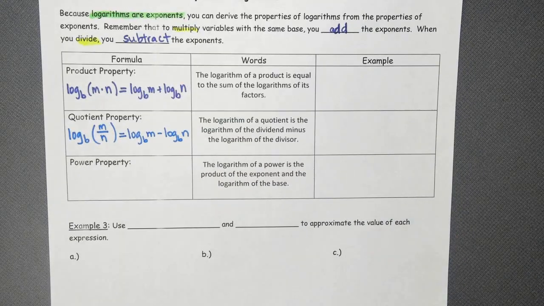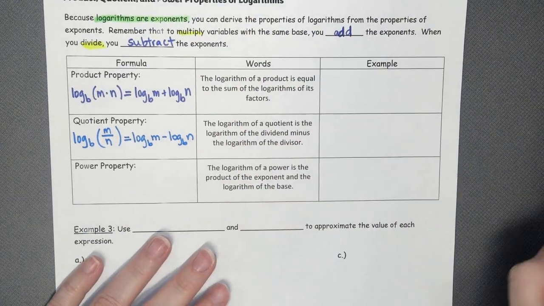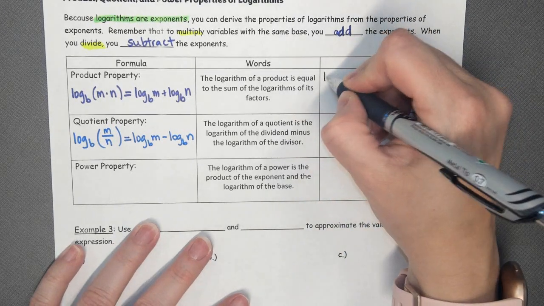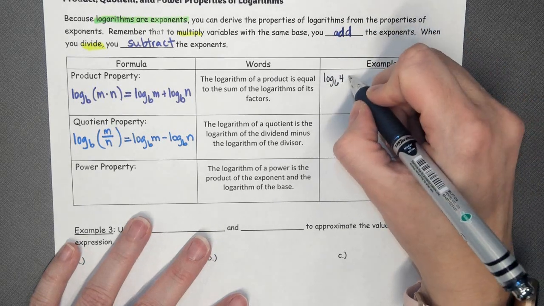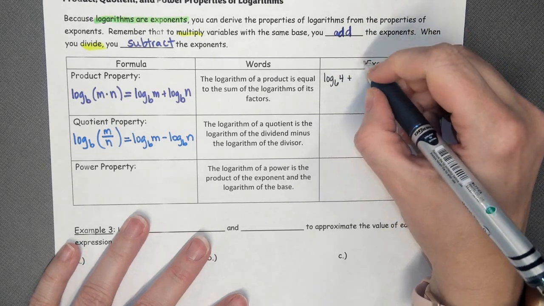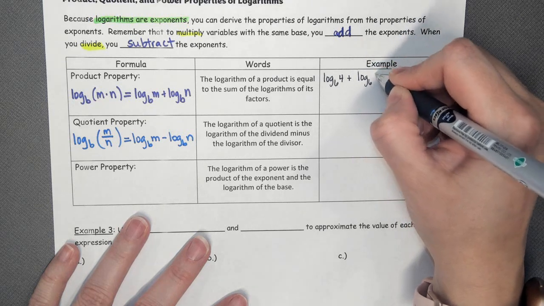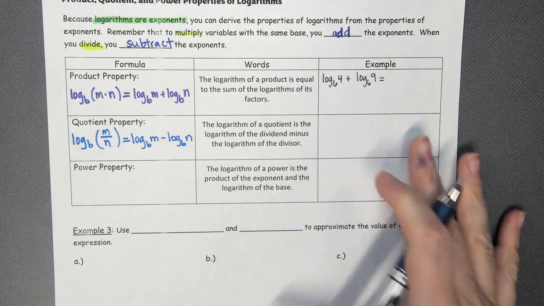Okay? So we're going to look at a couple of different examples here. So for this one, if you are given log base 6 of 4 plus log base 6 of 9, we're going to be able to rewrite that.